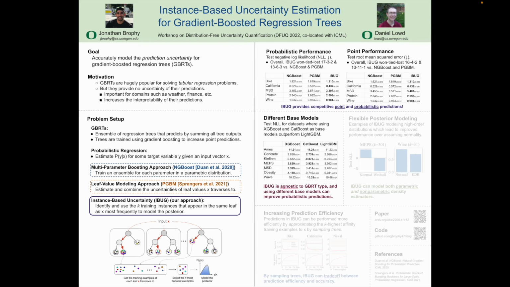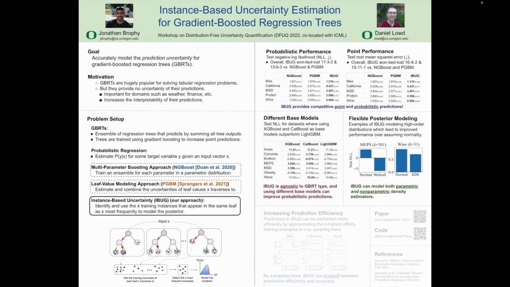IBUG is agnostic to GBRT type, and using different base models can improve probabilistic predictions. For all of our experiments, we use LightGBM as a base model for IBUG. However, we've also experimented with using XGBoost and CatBoost, and on some datasets, this can lead to improved probabilistic performance.